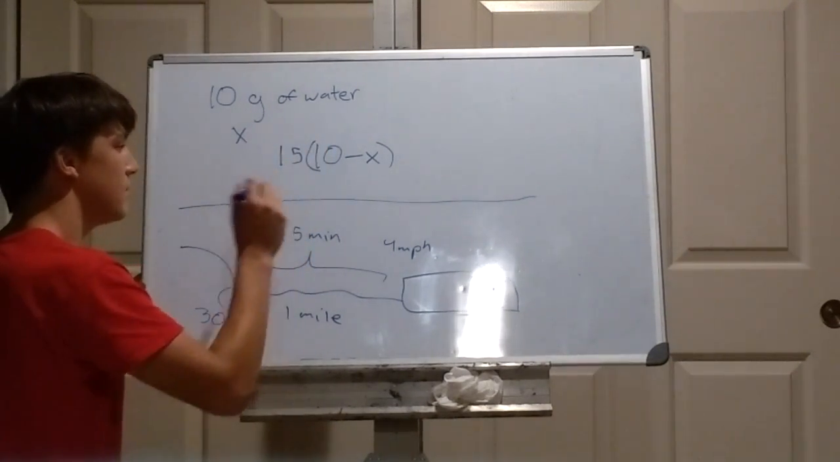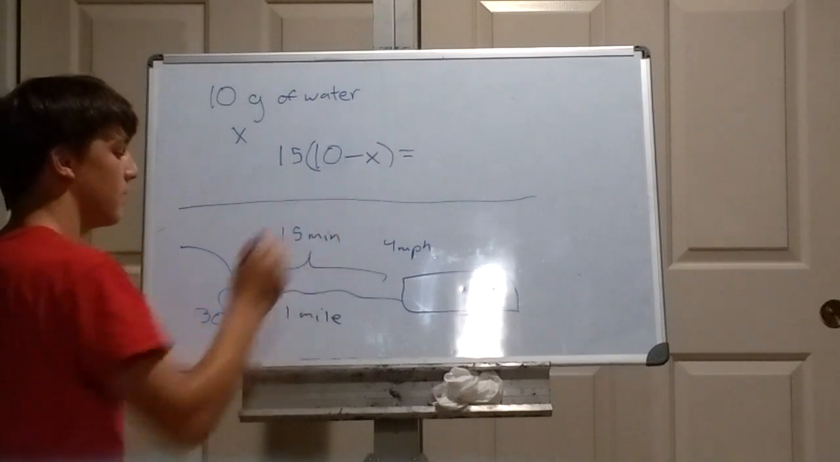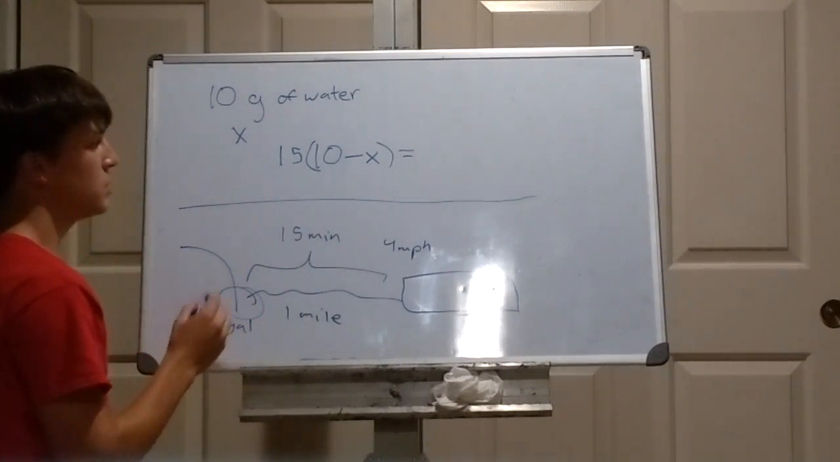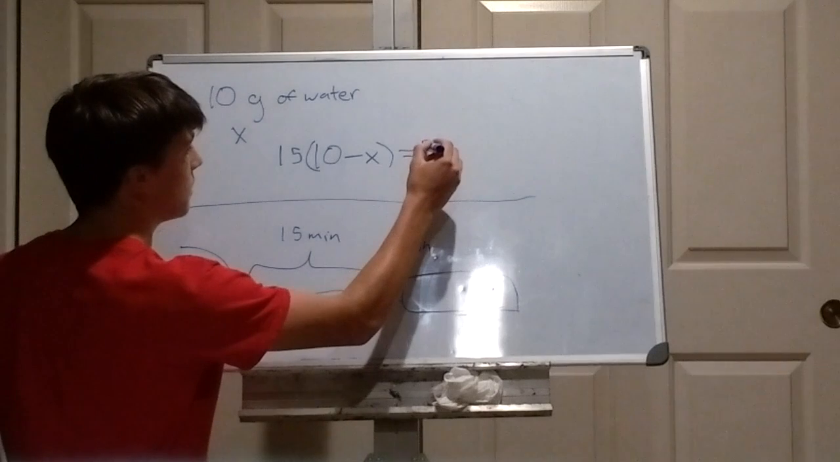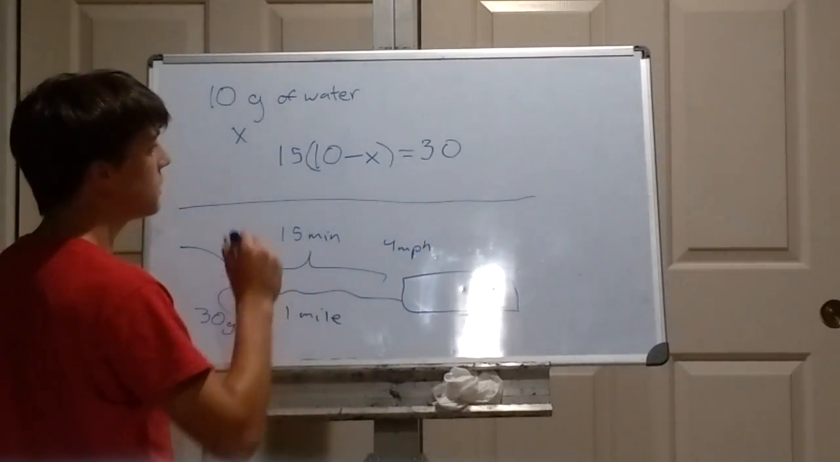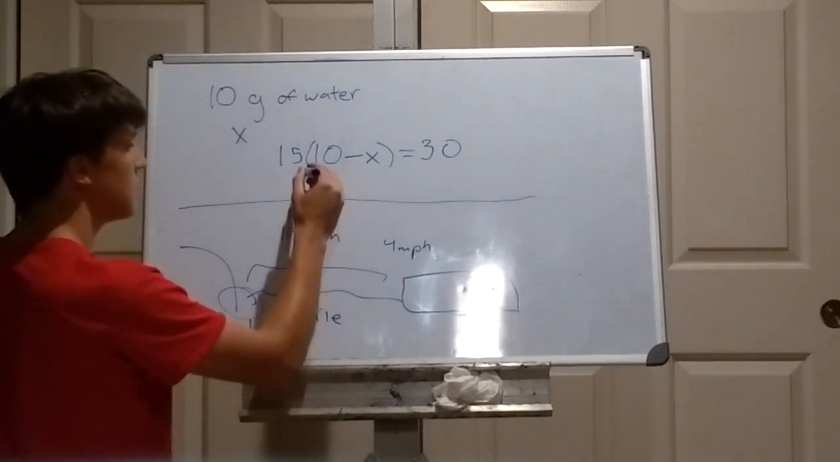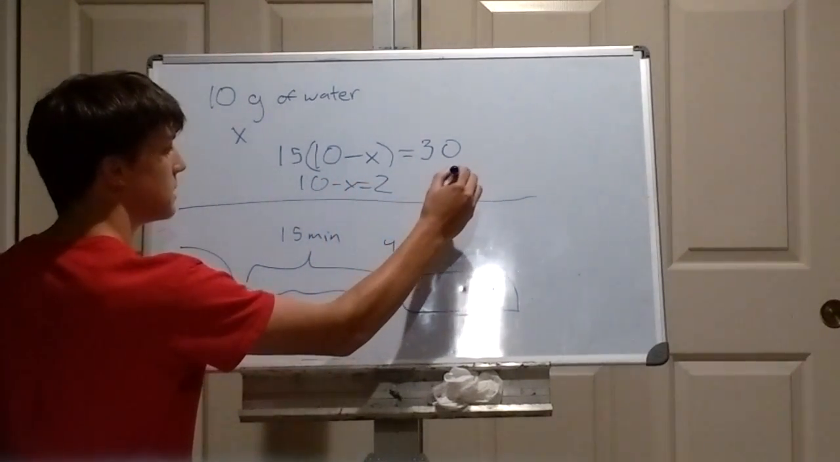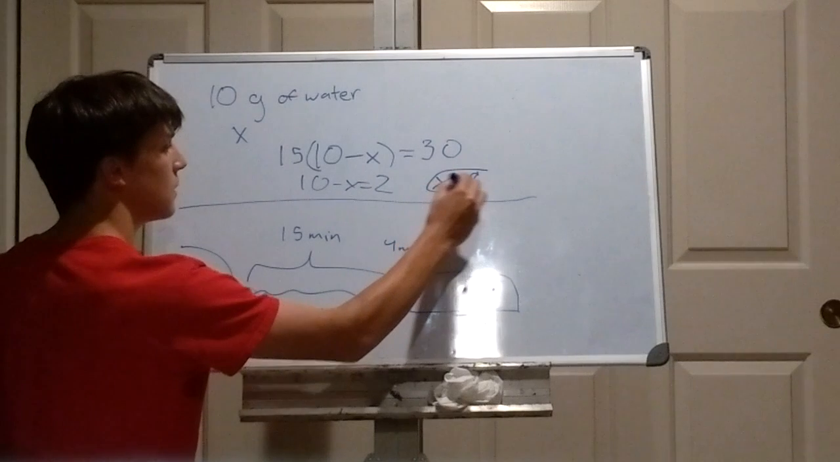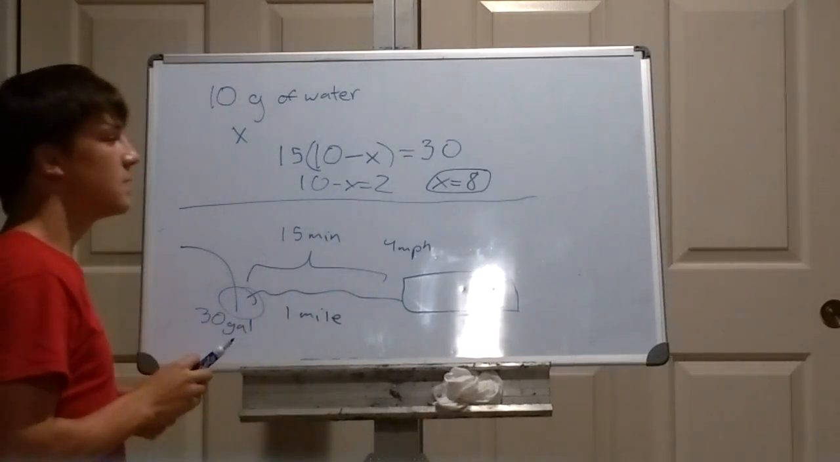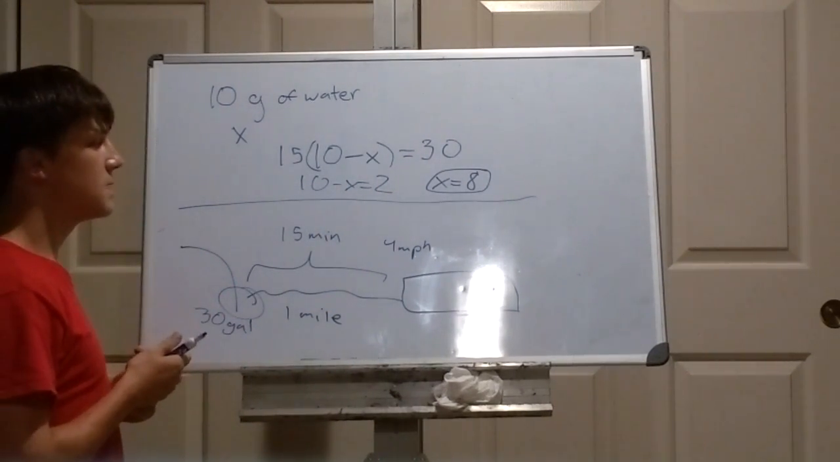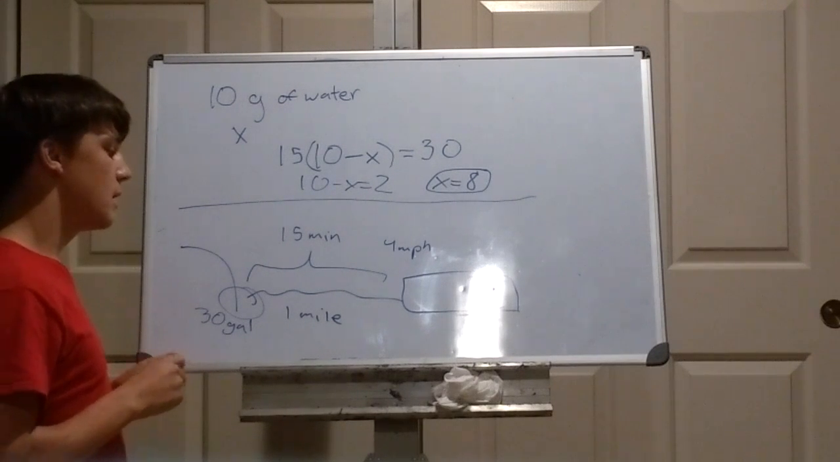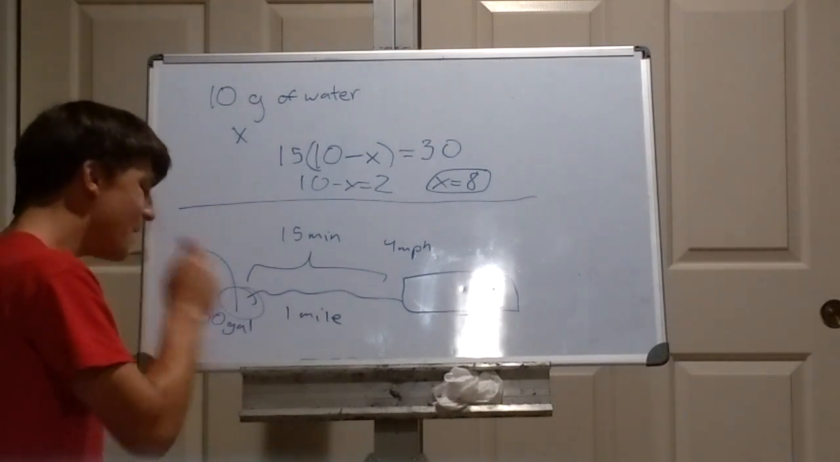It's 15 minutes, right? And at the very end, as we previously said, we want the boat to have 30 gallons of water. So, solving this out, we get 10 minus X equals 2, X equals 8. So X equals 8 gallons of water is the minimum amount of water we need to bail for the boat to make it to shore.